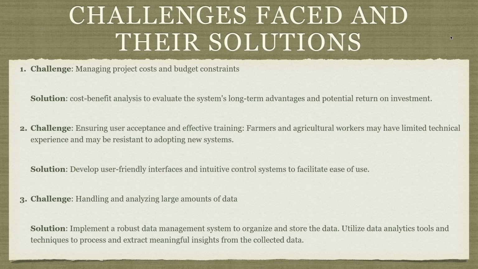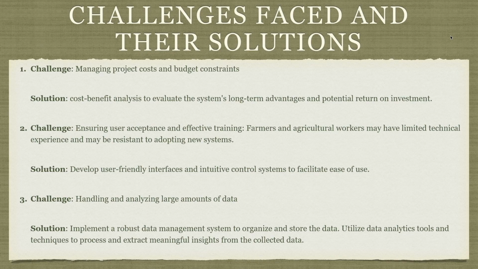The challenge number one was to manage project costs and budget constraints. We were given a budget constraint of 1500 rupees. We did a cost benefit analysis to evaluate the system's long term advantages and potential return on the investment. Not only that, we found the most efficient components that we could use, like the DHT11 sensor, which is probably the best humidity and temperature sensor which would come in our budget.